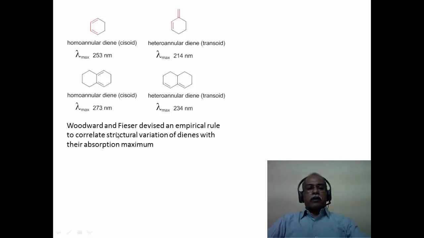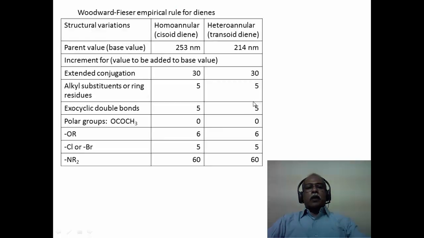In the Woodward-Fieser rule, one sets a basic value for the conjugated diene, which is the homoannular diene or the heteroannular diene, as the case may be. The homoannular diene, because it is fully conjugated, absorbs at a longer wavelength compared to a heteroannular diene, which is a transoid diene, which absorbs at a lower wavelength. What is devised is an empirical, additive rule. This is called the Woodward-Fieser empirical rule for dienes. For a homoannular cisoid diene, the base value is taken as 253 nanometer. For a heteroannular transoid diene, the base value is taken as 214 nanometer.